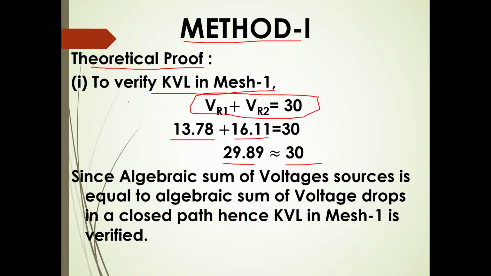According to KVL, the algebraic sum of voltage drops in a closed path must be equal to the algebraic sum of the source voltages. Here the algebraic sum of voltage drops is approximately equal to the source voltage value. Hence KVL in mesh 1 is verified. If anyone is noting it down, writing this is more than sufficient. No need to write the whole statement.